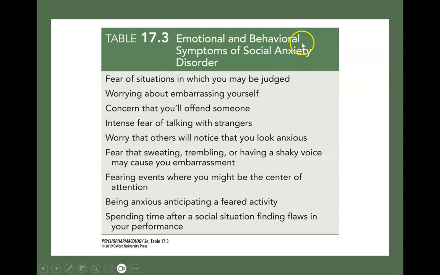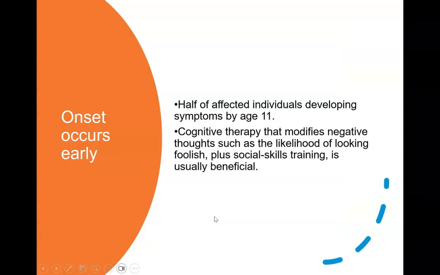Now, here are some of the different emotional and behavioral symptoms of social anxiety disorder. Fear of situations where you might be judged, worrying about embarrassing yourself, concern that you'll offend somebody, fear of talking with strangers, worry that others will notice that you look anxious, fear that sweating, trembling, or having a shaky voice may cause you embarrassment, fearing events where you might be the center of attention, being anxious anticipating a feared activity, spending time after a social situation finding flaws in your performance.